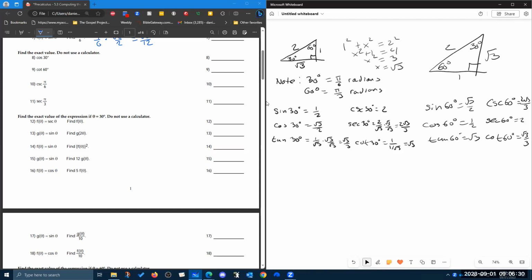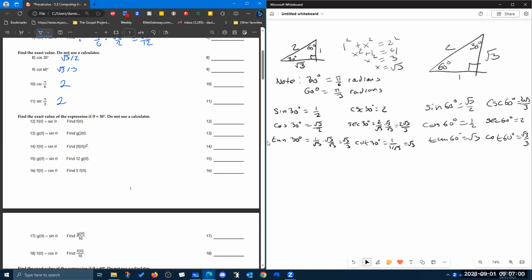All right, let's go ahead and just look now. Cosine of 30 degrees is root 3 over 2. Cotangent of 60 degrees is root 3 over 3. Cosecant of 30 degrees is going to be 2. Secant of pi over 3, which is secant of 60 degrees, is also going to be 2.